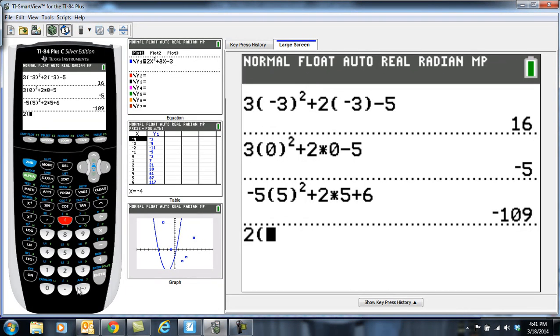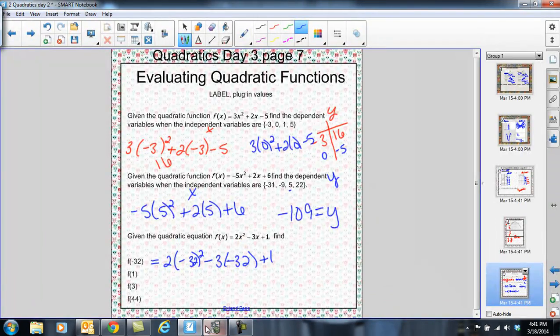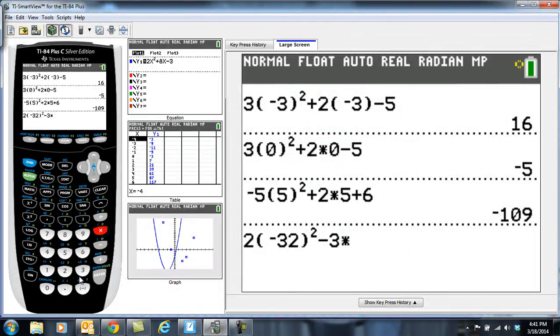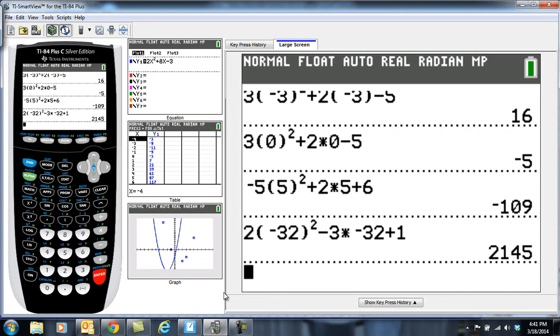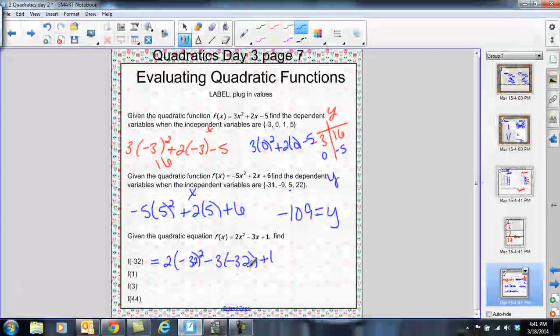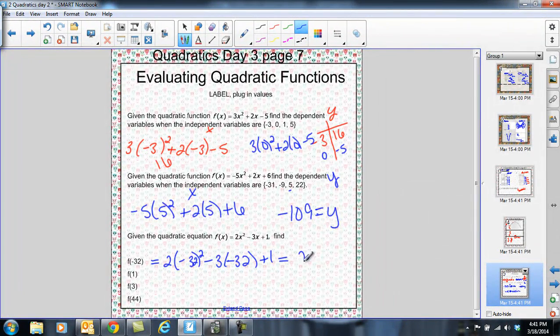2 times negative 32 squared minus 3 times negative 32 plus 1. And I'm going to hit enter, and it equals 2,145. That's what that comes out to, and so f of negative 32 is 2,145. If you want to know what f of 1 is, you do the same thing, plug in a 1.